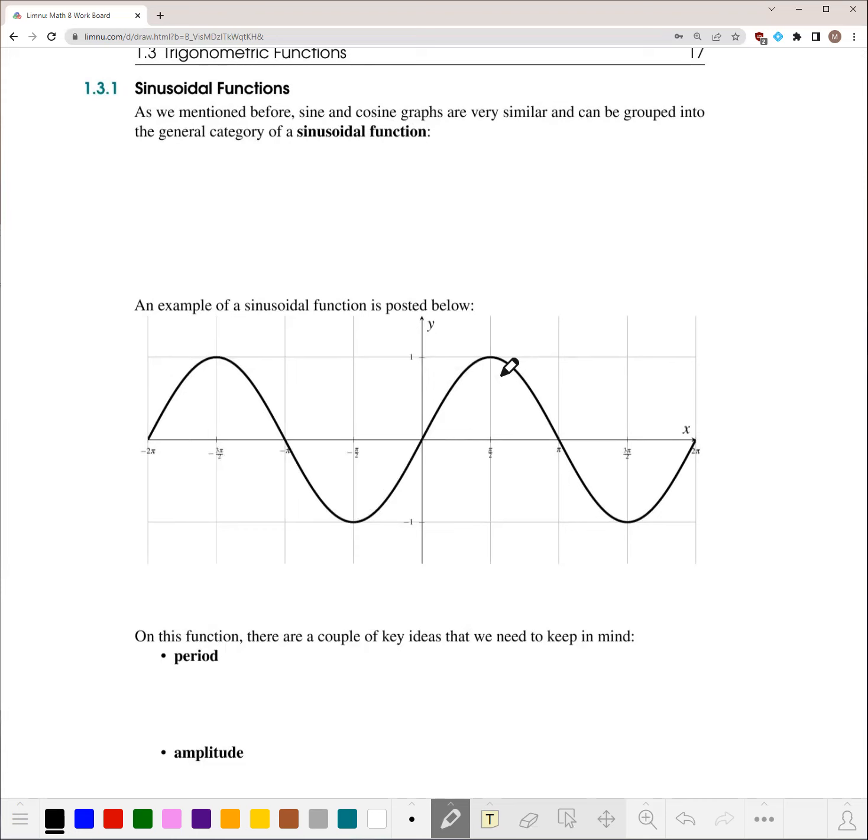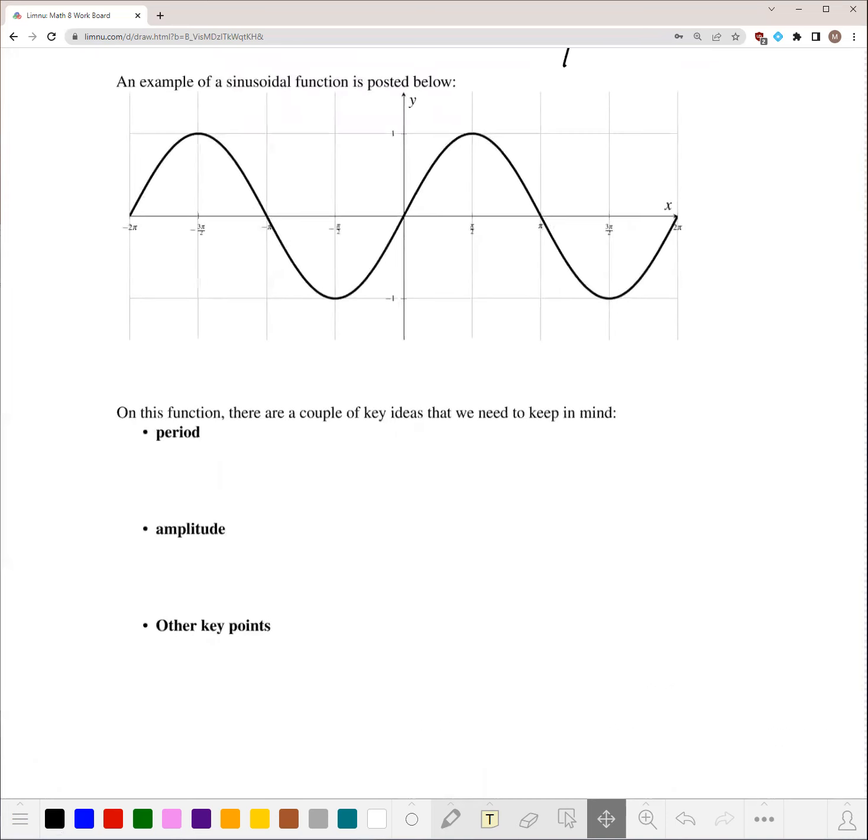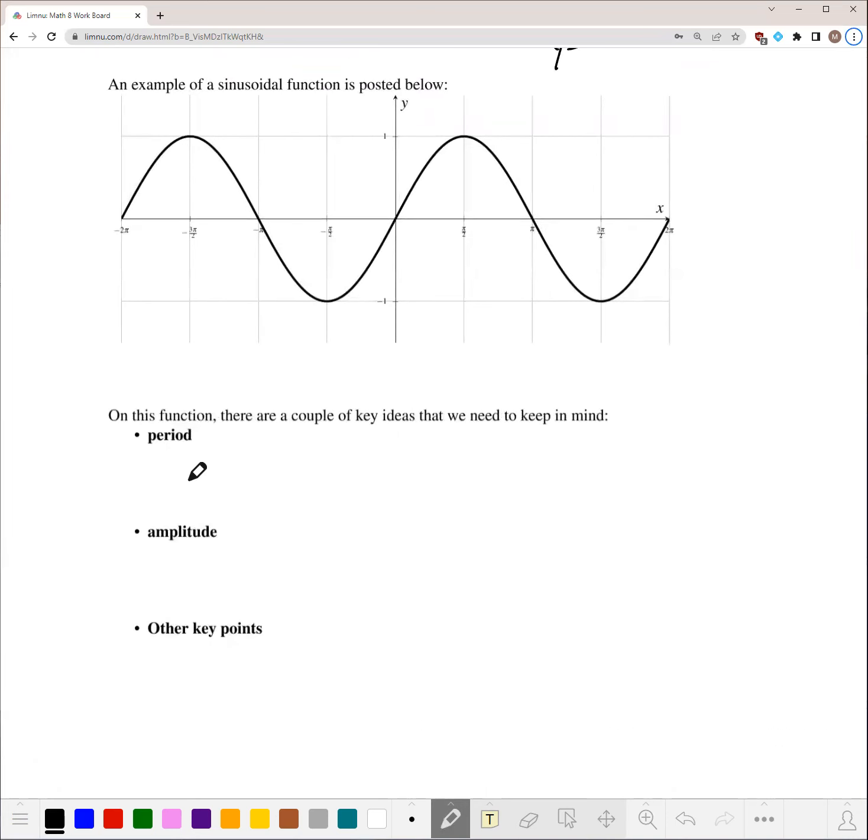In fact, the curve that I've posted below is y equals sine x. And so with this, we get this nice looking wave. A sinusoidal function will produce this sort of pattern over and over again. Now, it's not always going to look exactly like this, of course, because we can mess around with its values. We can do transformations on it. We can put different information in, but it's always got this general shape. And the qualities of this that we're going to focus on are our period, amplitude, and a couple other little bits and pieces.